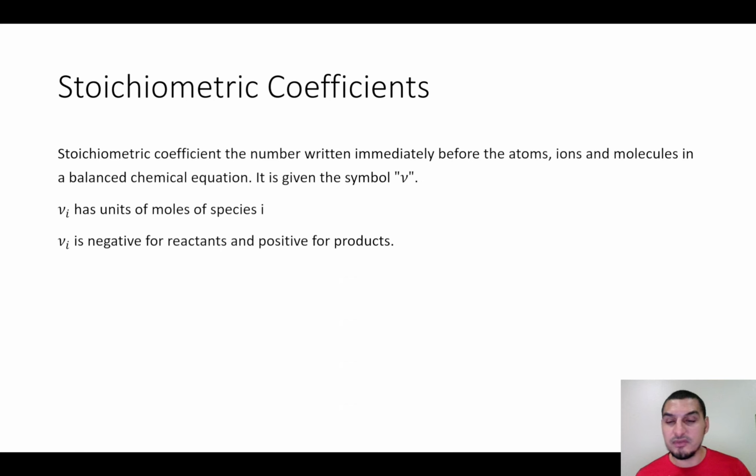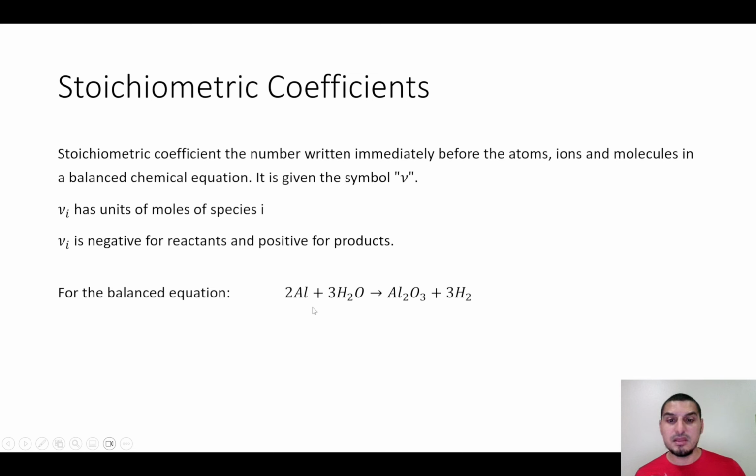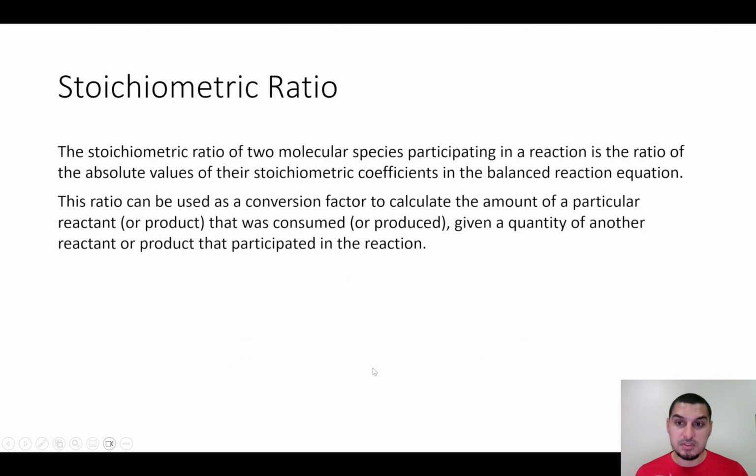We are going to use this coefficient a lot. It's going to be a very, very basic term in the equations for the terms of generation and consumption. So we need to keep in mind that nu is the stoichiometric coefficient. It's positive for products, negative for reactants. For this equation, we have four species. For aluminum, the coefficient is -2. For water, it's -3. For aluminum oxide, it's +1. For hydrogen, it is +3. These are positive because they are products.